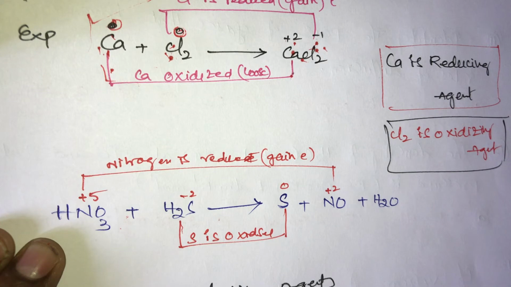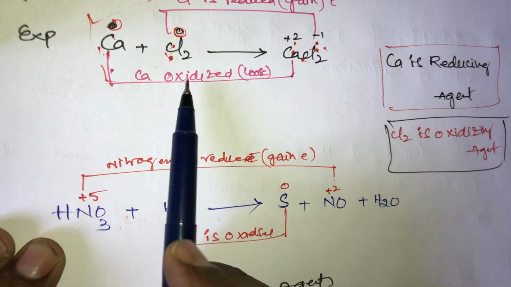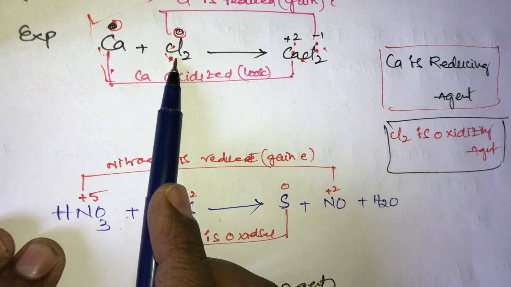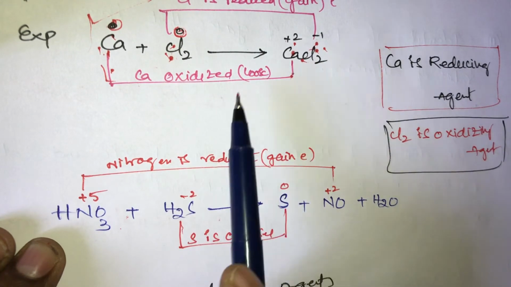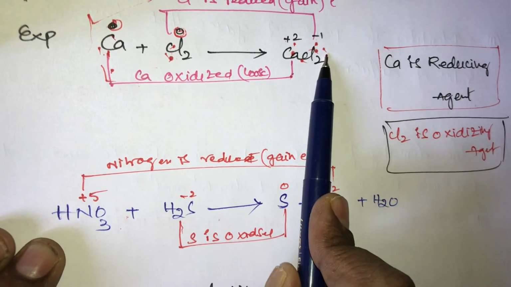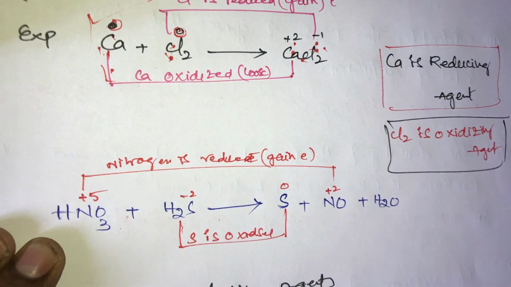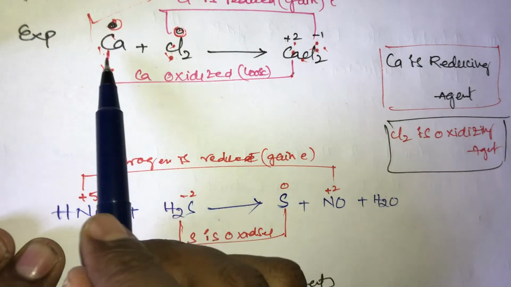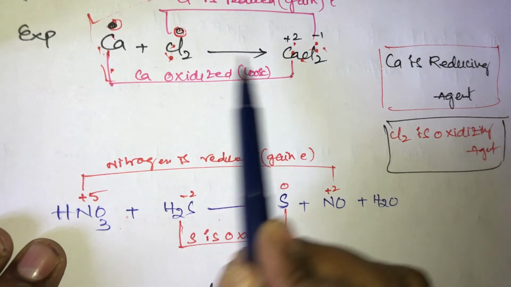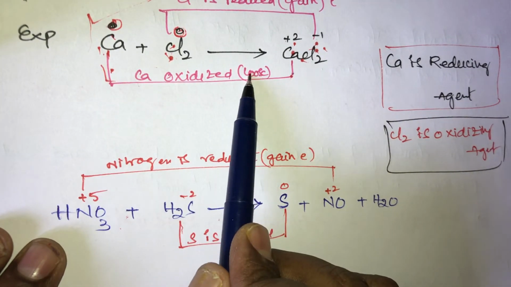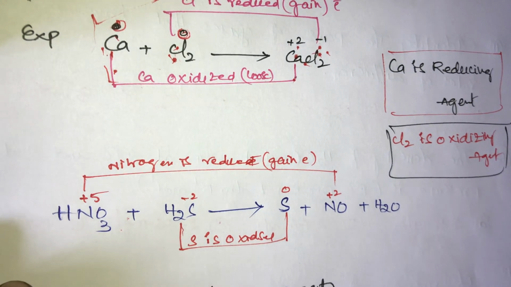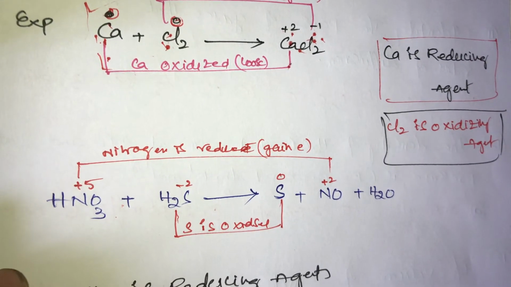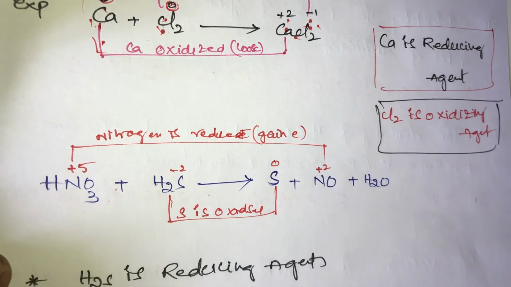Students, once again, the oxidation number of chlorine decreases from 0 to -1, so that's why chlorine acts as the oxidizing agent. And calcium's oxidation number goes from 0 to +2, so the oxidation number increases, and that's why calcium acts as the reducing agent. This is very important, students. A simple trick to identify the oxidizing agent and the reducing agent.